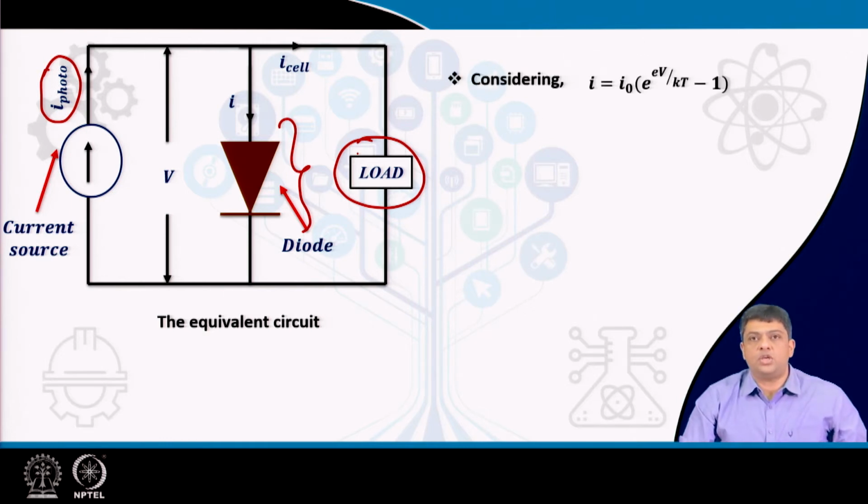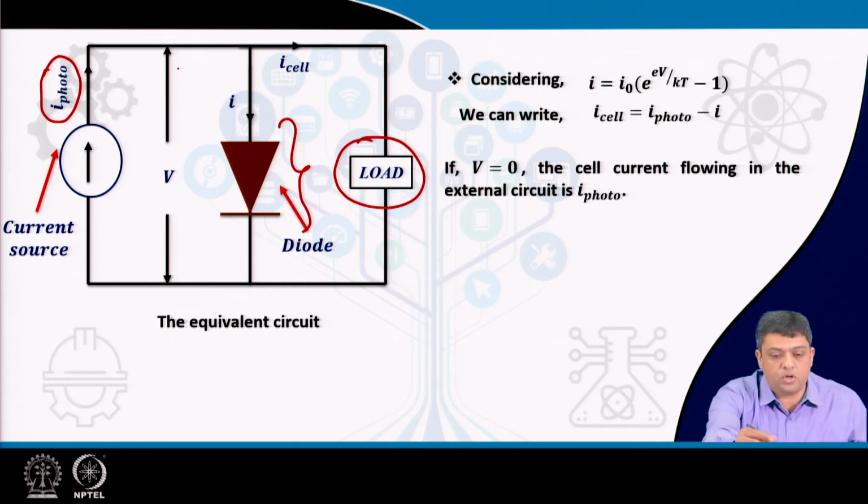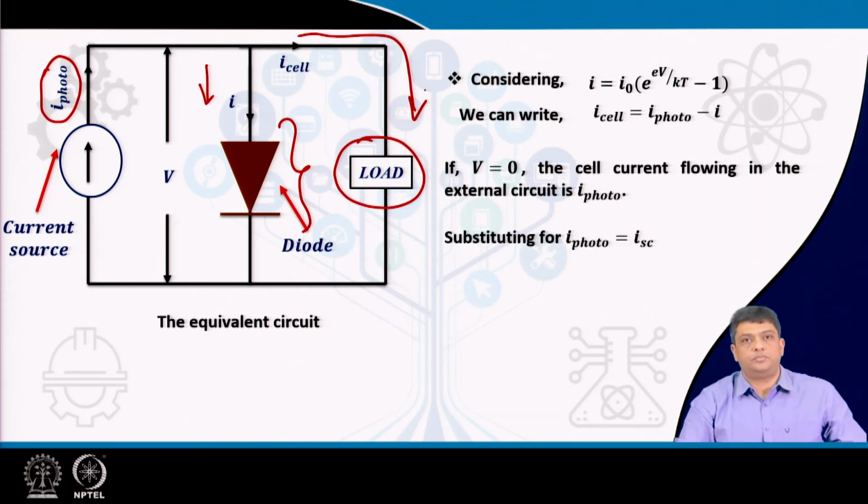So, considering I is equal to I0 e raised to power eV by kT minus 1, and knowing the relation that I cell is equal to I photo minus I, if V is equal to 0, the cell current flowing in the external circuit is I photo. So, the voltage across the diode is 0, then the cell current flowing in the external circuit will be equal to I photo, because there will be no current flowing in this direction, and then the I photo will become available to the load.